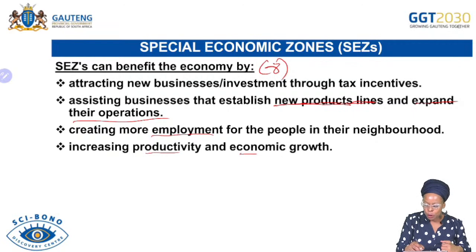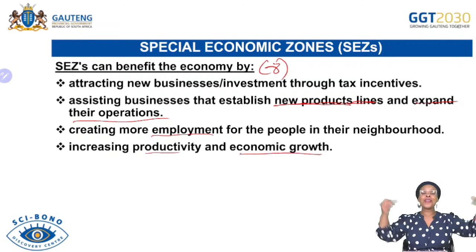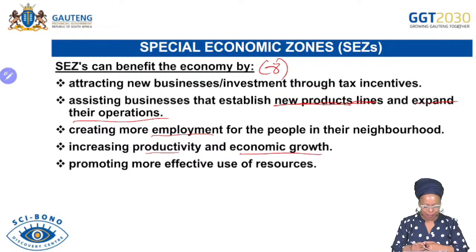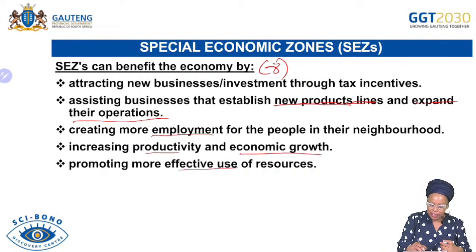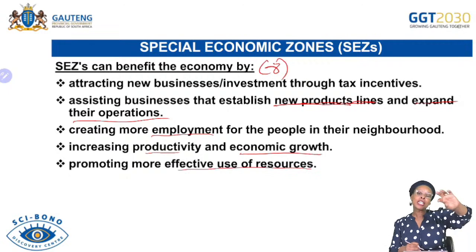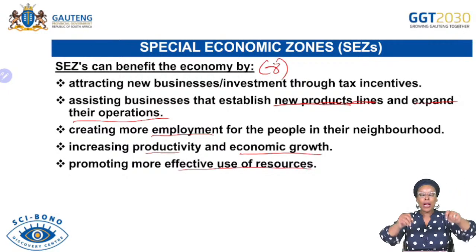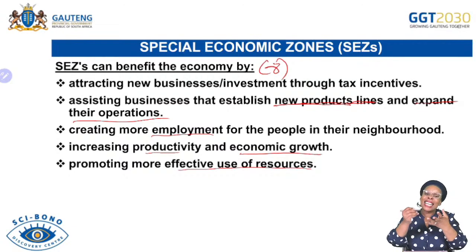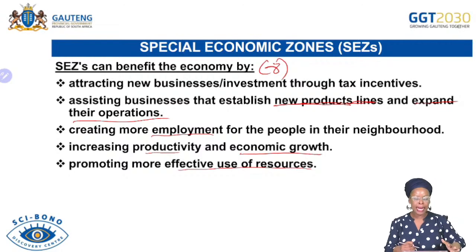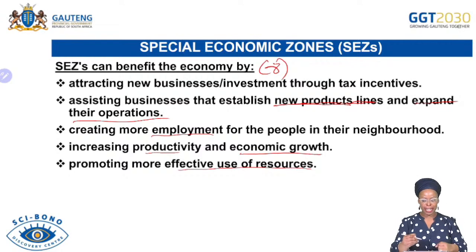And if more goods are produced, economic growth will also improve. They also help to promote effective use of resources. Those resources which are found in the underdeveloped areas will be utilized efficiently. Okay, they will be utilized efficiently. They will be used efficiently.